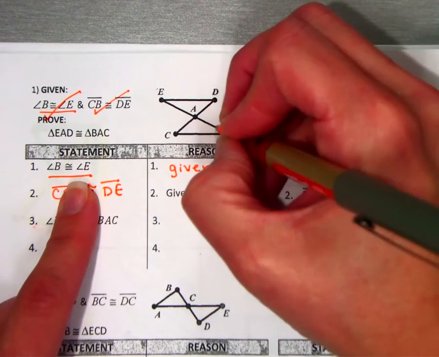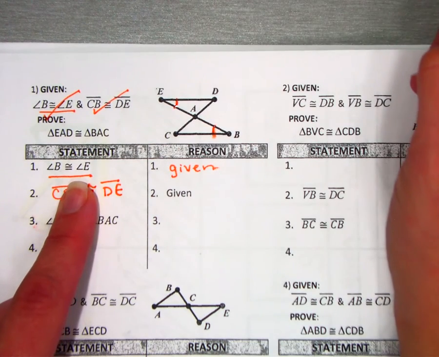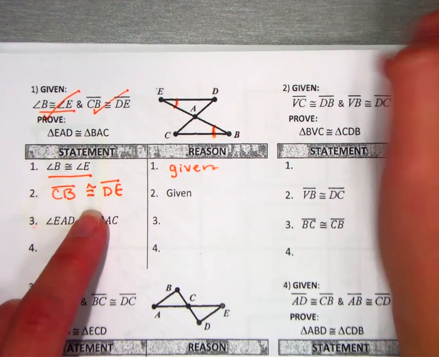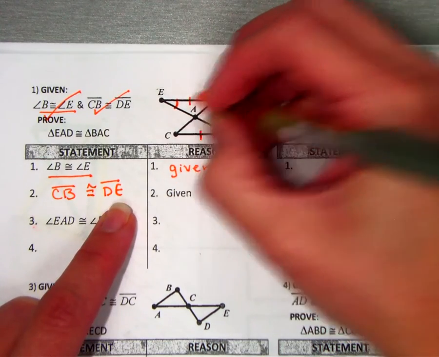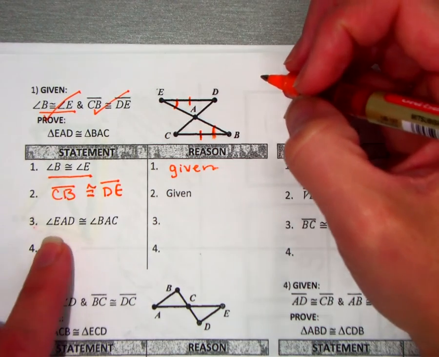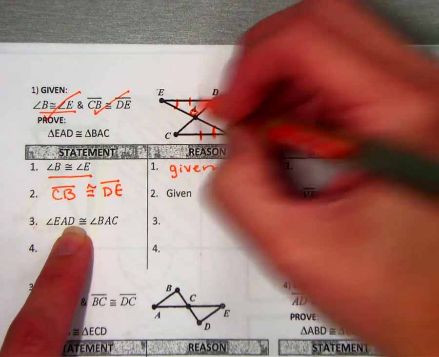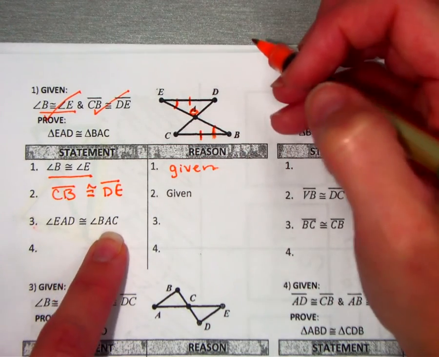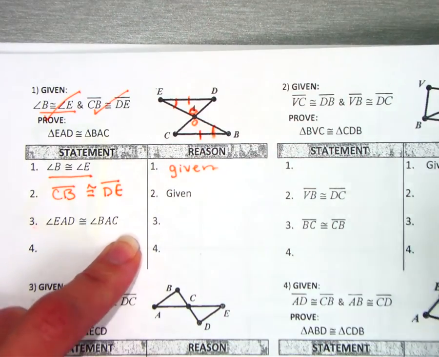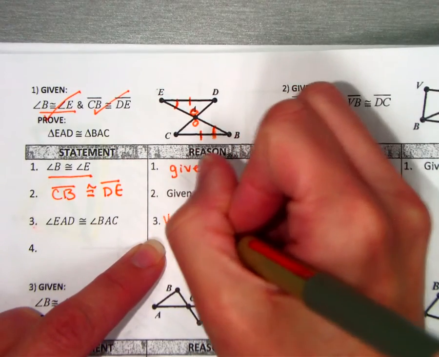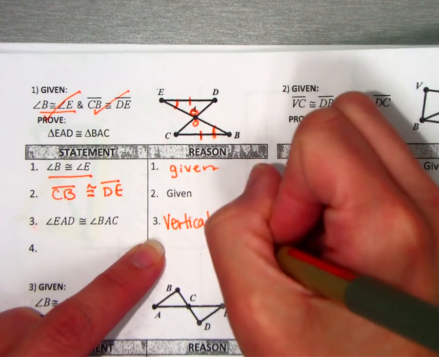Okay, so we'll mark the angle B congruent to the angle E. And then we'll mark CB congruent to DE. And now it's EAD, that's this angle here at A, BAC, AC is this angle here at A. What kind of angles are those? Those are vertical angles theorem.